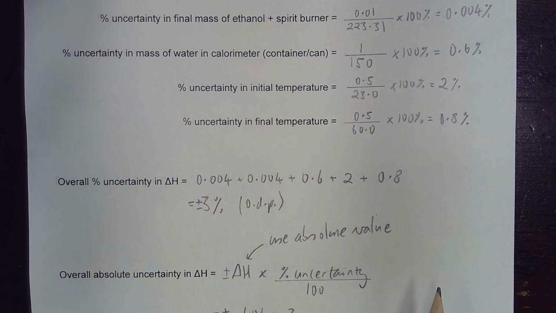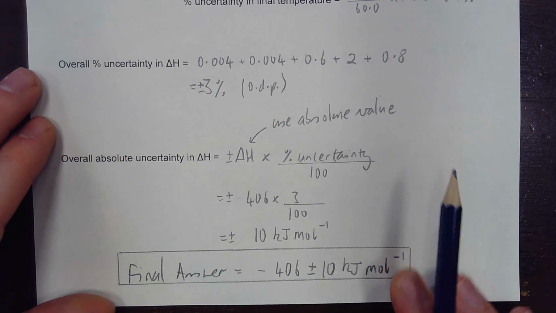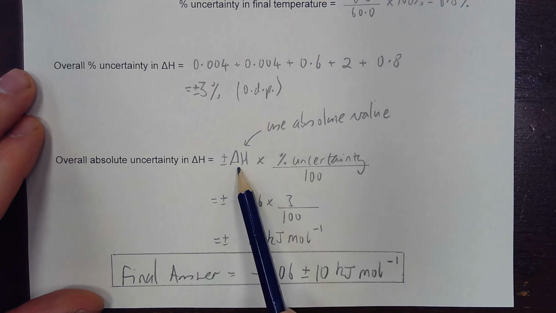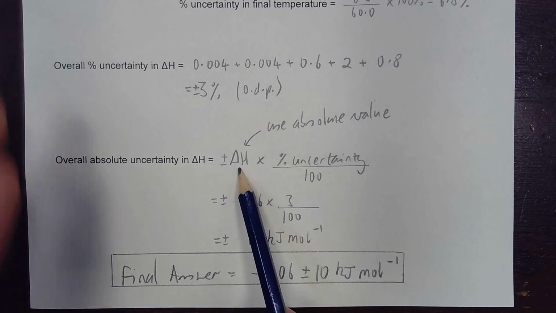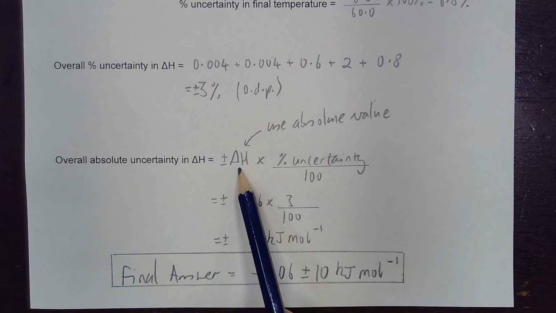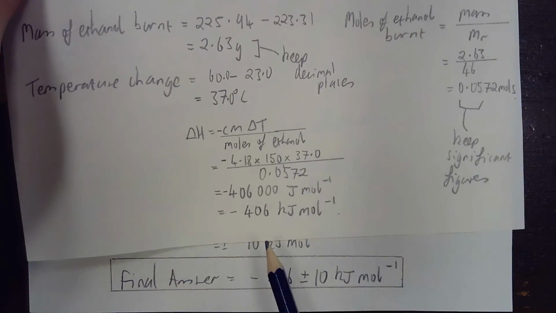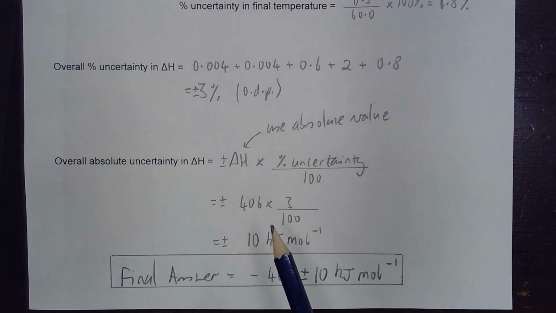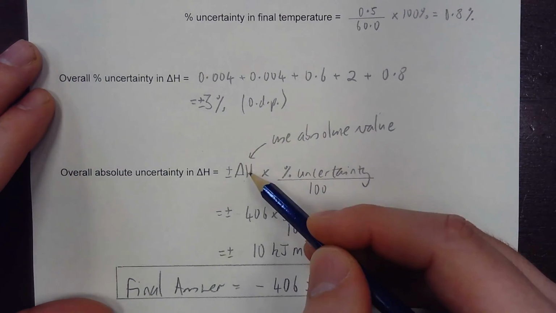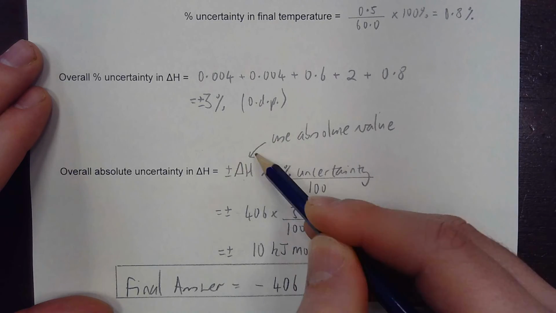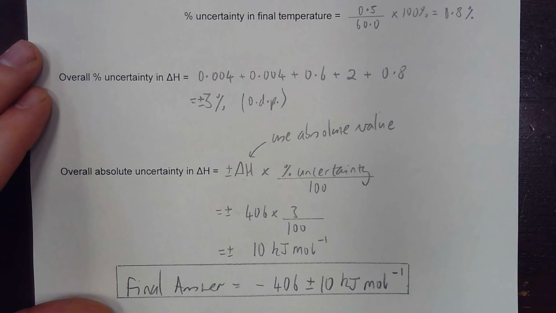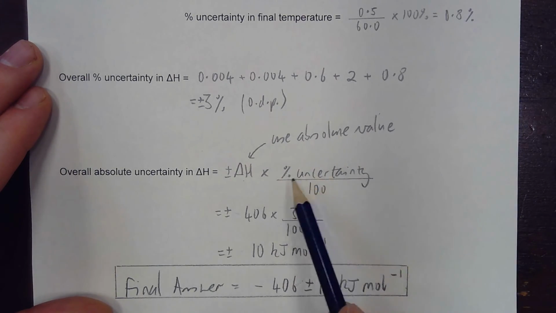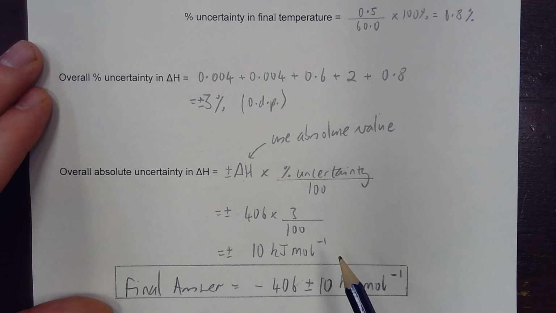In order to work out the absolute uncertainty in the final answer, we take our calculated value of delta H, which was minus 406 kilojoules per mole. That's just from the previous calculation. We take that as an absolute value. And we take the percentage uncertainty divided by 100. And when we do that, we end up with plus or minus 10 kilojoules per mole.